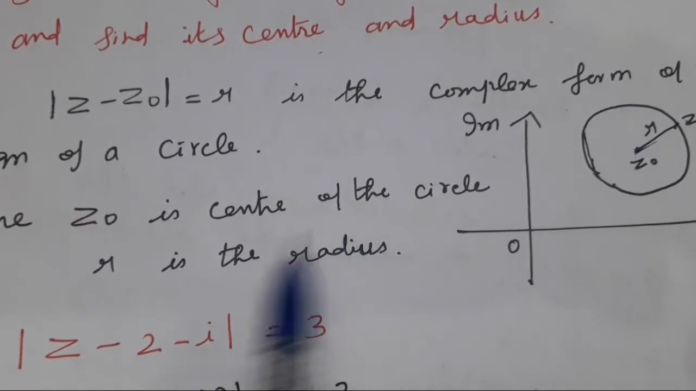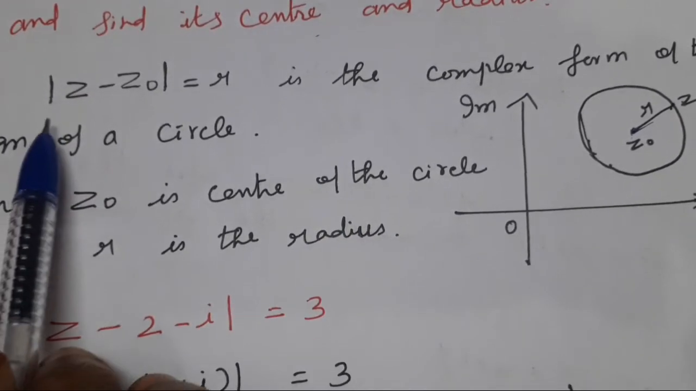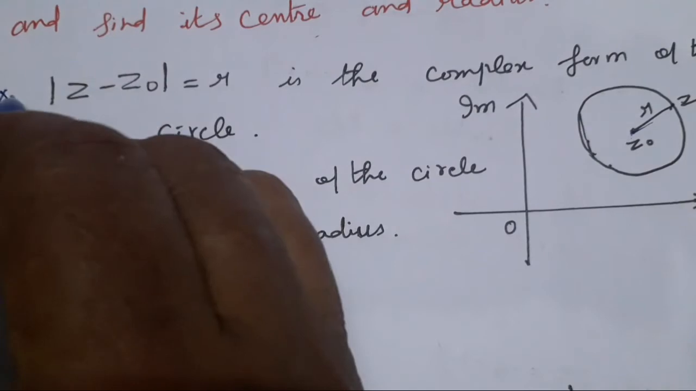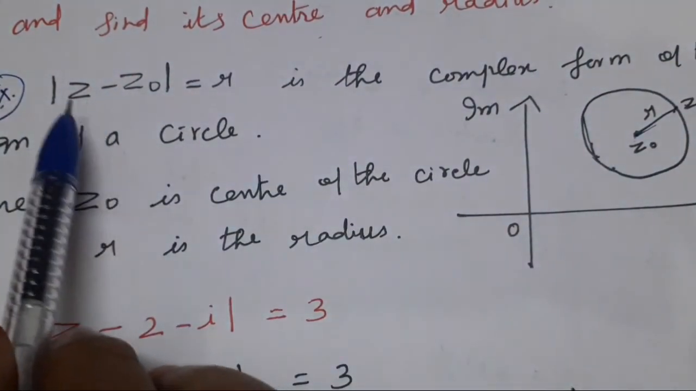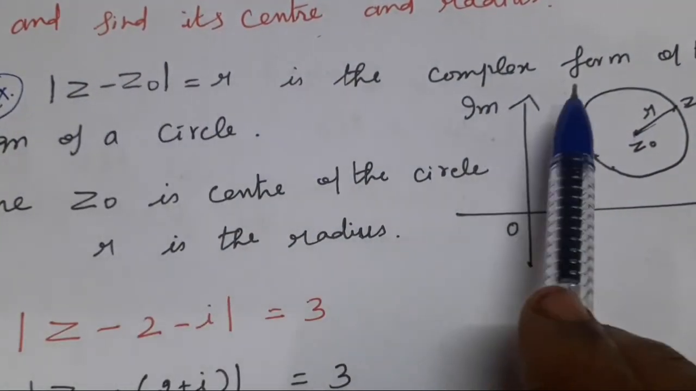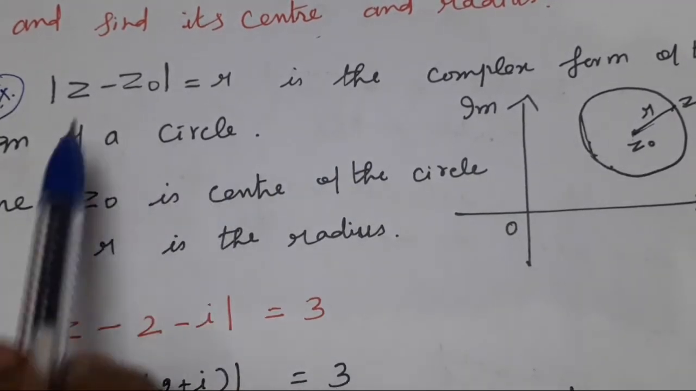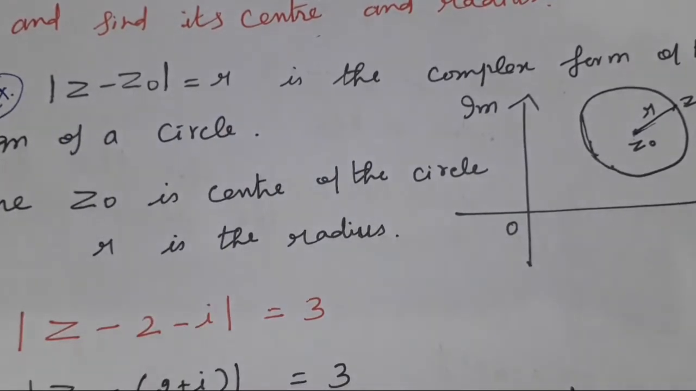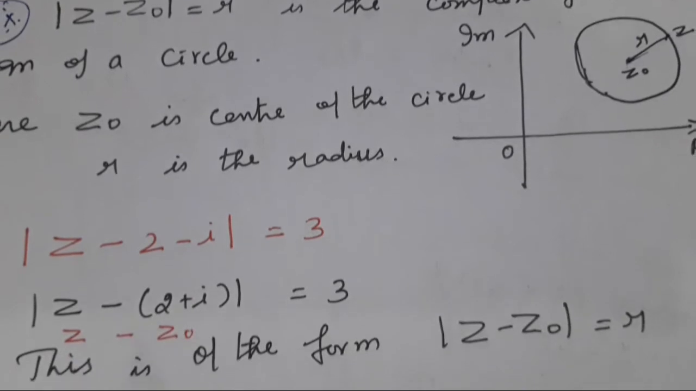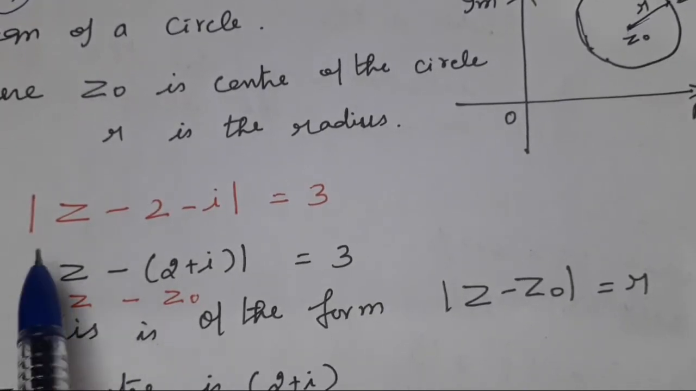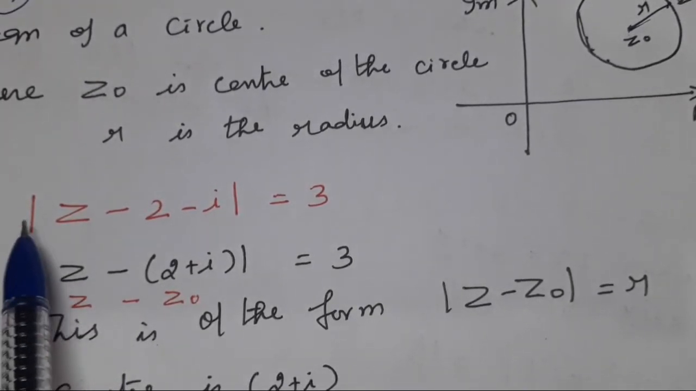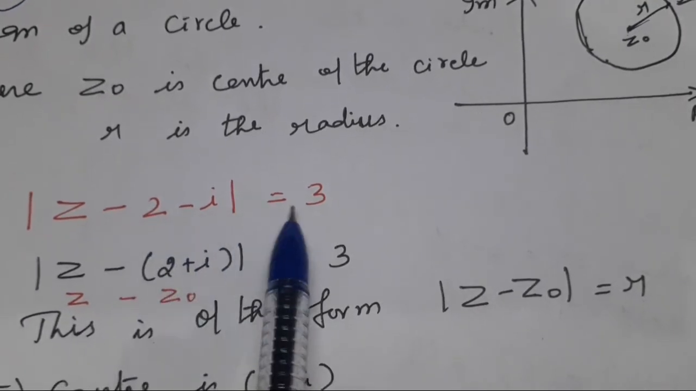So what is the complex form of the equation of the circle? Modulus of Z minus Z naught equal to R. Remember this one. This is very important. Modulus of Z minus Z naught equal to R is the complex form of the equation of the circle. Z naught is the center, R is the radius. See the diagram; it is given neatly and clearly in the book itself. Go through that one. So what is the first subdivision? Modulus of Z minus 2 minus I equal to 3.